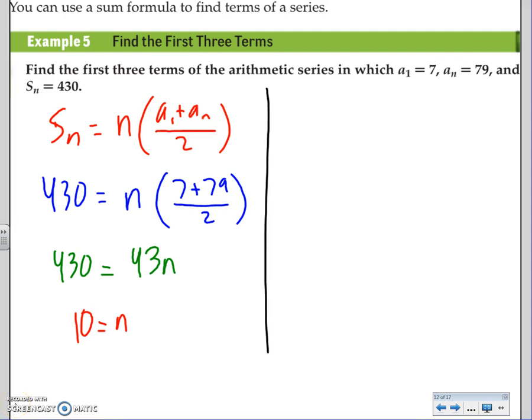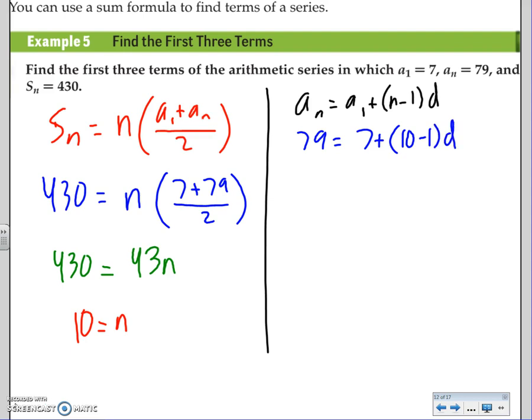Once you know n, you got to find d. So now we're going to the other formula. Remember, a sub n equals a1 plus n minus 1 times d. Well, we know a sub n is 79. A sub 1 is 7 plus, we know there's 10 terms, so 10 minus 1 times d, which is missing. I subtract 7. That makes 72 equals 10 minus 1 is 9d. Divide by 9, we get d equals 8.